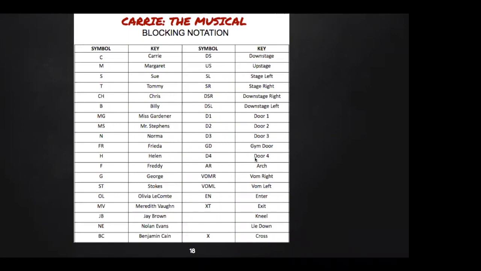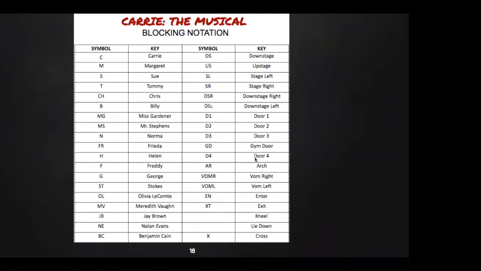That's something that we have in the theater at University of Montevallo. VOM is an area that's not on stage. It's like from the audience. It's a door that you walk through from the audience to get onto stage. And there's also symbols for downstage, which is towards the lip of the stage, and upstage.